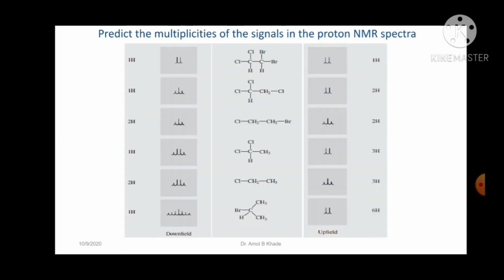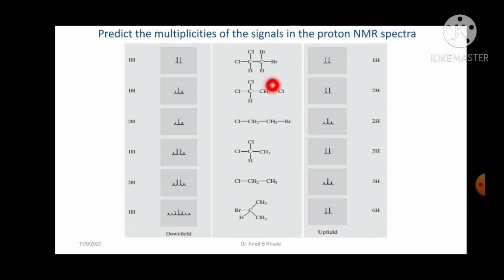Here we have some classical examples, again taken from Donald Pavia's spectroscopy book. So in an examination you may get a question: predict the number of signals as well as the multiplicity pattern for a given structure. You can take an example of this. The first one has two sets of protons. One is this CH, which is connected to 2 chlorines, and the other is this CH, which is connected to 2 bromines. So I am expecting two signals here.